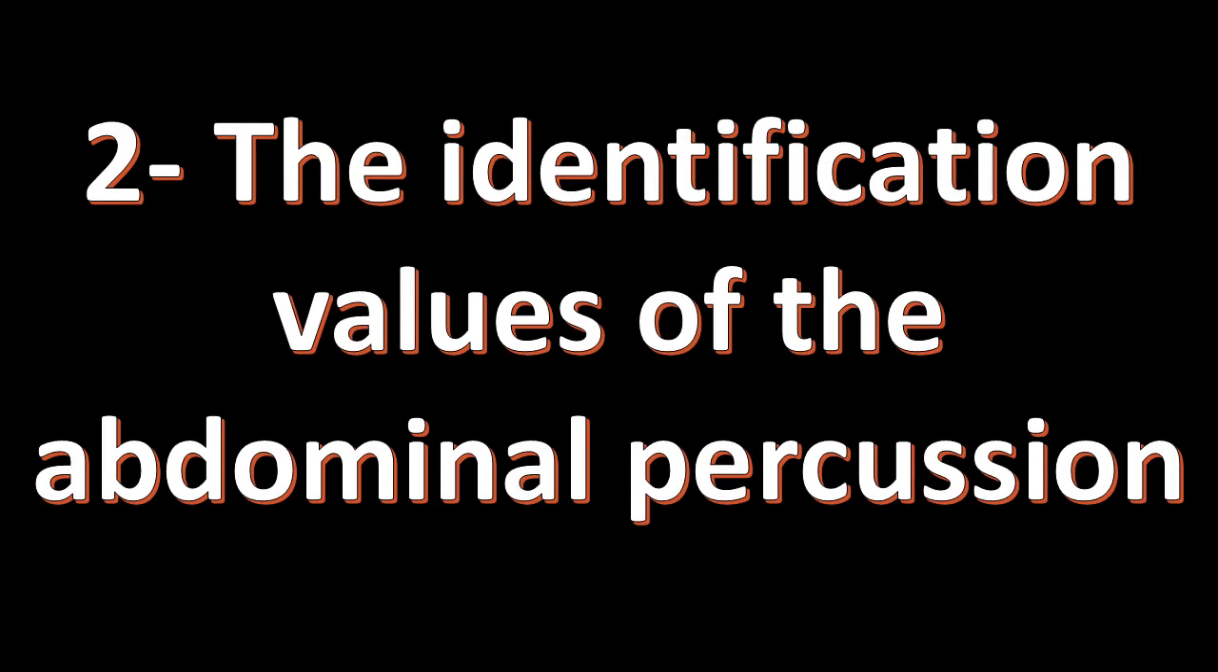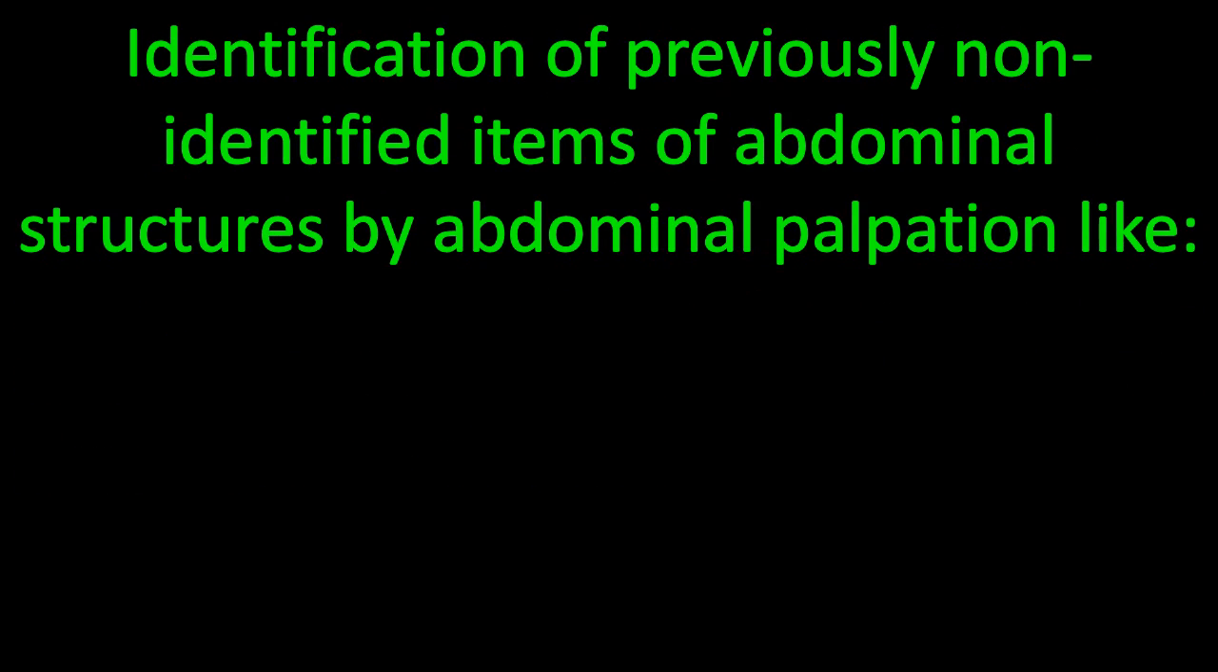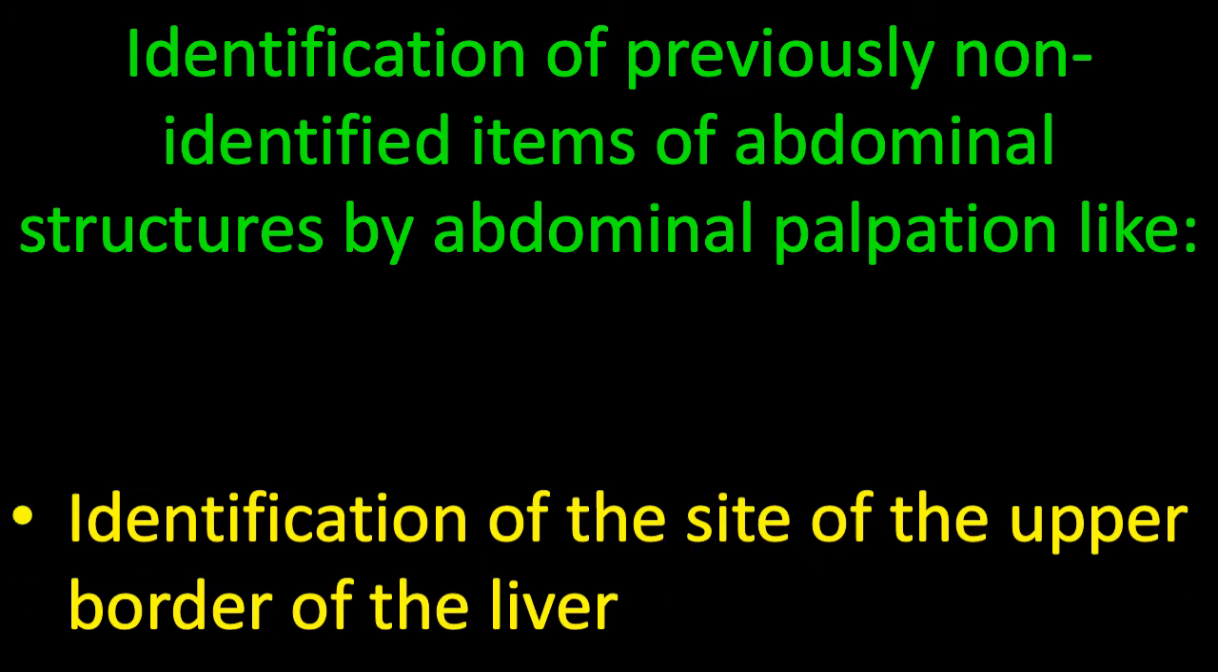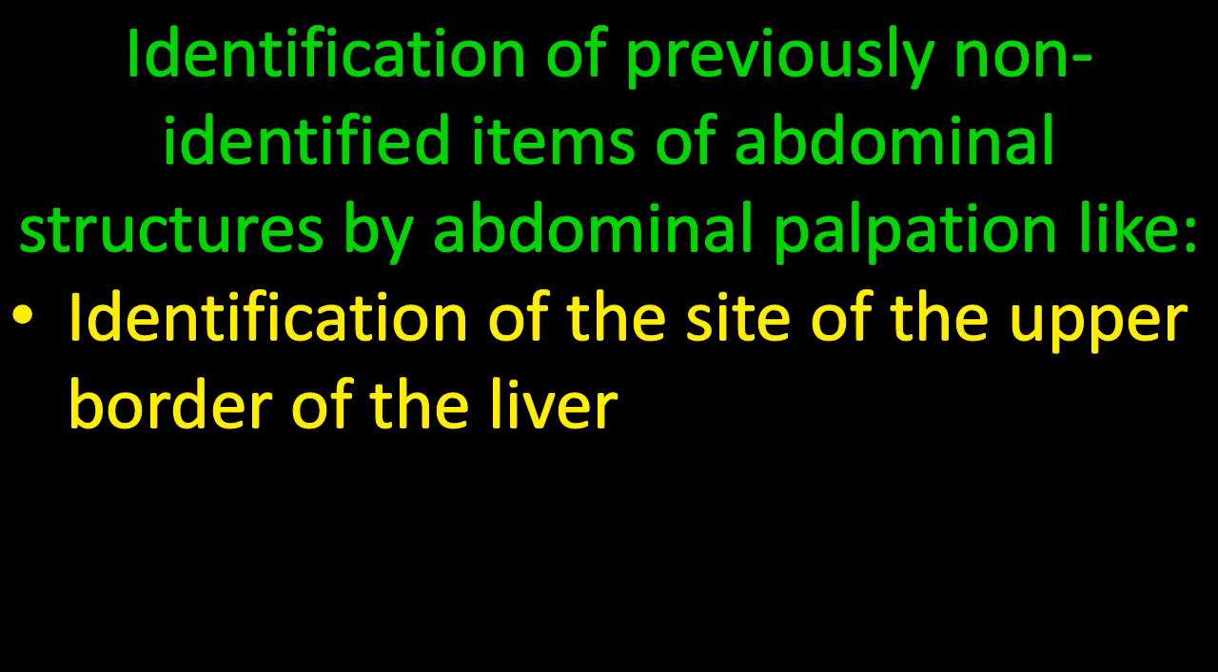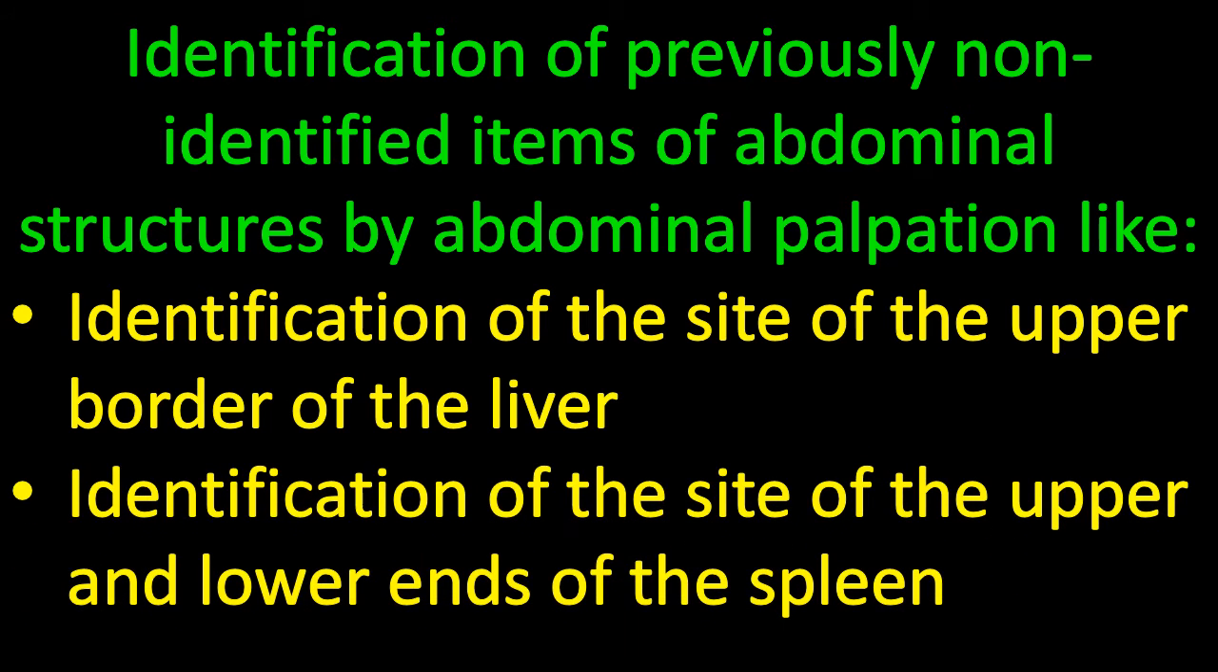The identification values of abdominal percussion. Identification of previously non-identified items of abdominal structures by abdominal palpation, like the following. Identification of the site of the upper border of the liver. It is obtained only by clinical percussion. Identification of the site of the upper and lower ends of the spleen.